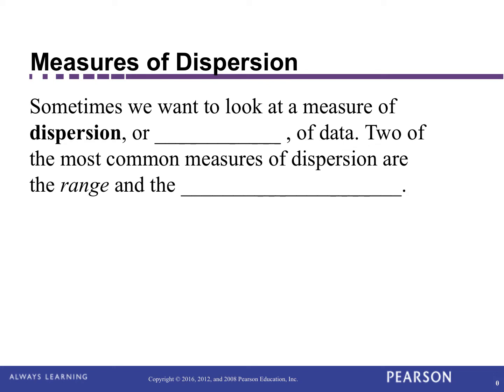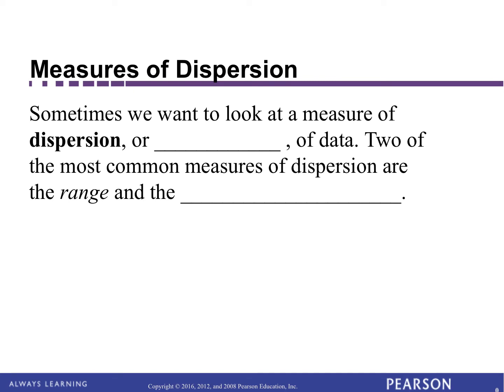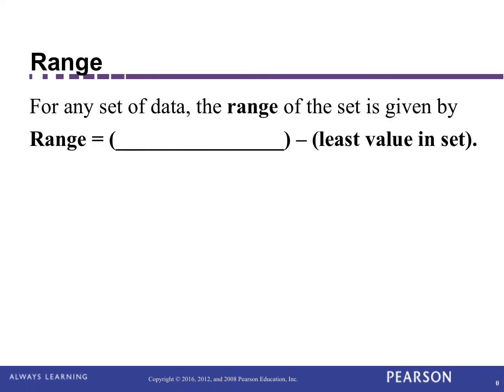Sometimes we want to look at a measure of dispersion or spread of the data. Two of the most common measures of dispersion are the range and the standard deviation. For any data set, the range of the set is given by the greatest value minus the least value in the set.